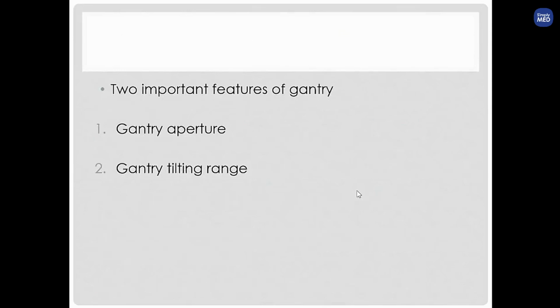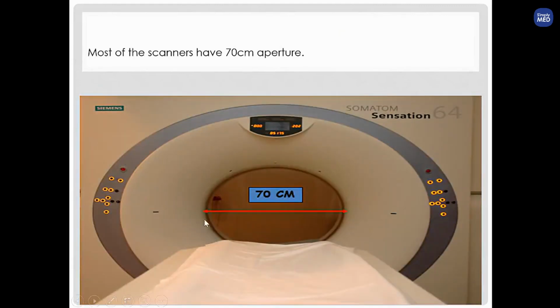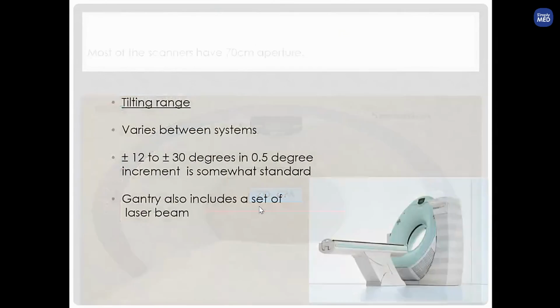In the gantry we have two important features. One is the gantry aperture, second one is the gantry tilting range. This part is your gantry aperture. Most scanners have an aperture with a diameter of around 70 centimeters. This circular opening is your gantry aperture. The tilting range means the gantry will tilt. This depends upon the system. A tilt of plus or minus 12 to plus or minus 30 degrees can be done, with a 0.5-degree increment. And in the gantry there will also be a set of laser beams.